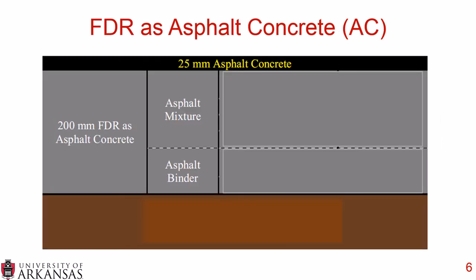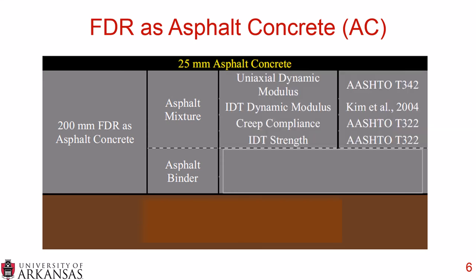So for asphalt concrete, when she used the 1 inch of asphalt concrete as a surface, or 25 millimeters, and the 200 millimeters of FDR as asphalt concrete, or the 8 inches, she took that asphalt concrete and ran all the asphalt mixture tests. She ran the uniaxial dynamic modulus, the IDT dynamic modulus, the creep compliance, and the IDT strength. So all of the required tests for asphalt mixtures.